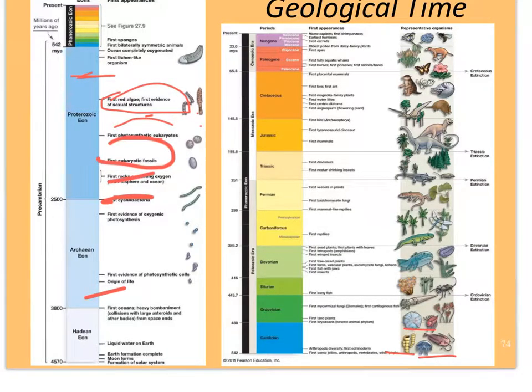mollusks, all the major taxa, arthropods, including spiders and insects, and also the first crustaceans. Crustaceans actually came before insects and stuff like that, found in the ocean. Think about lobsters and things like that. And also the first vertebrates started showing up.